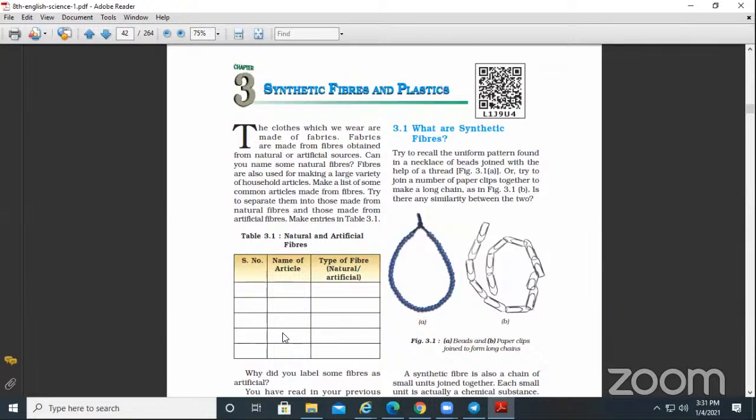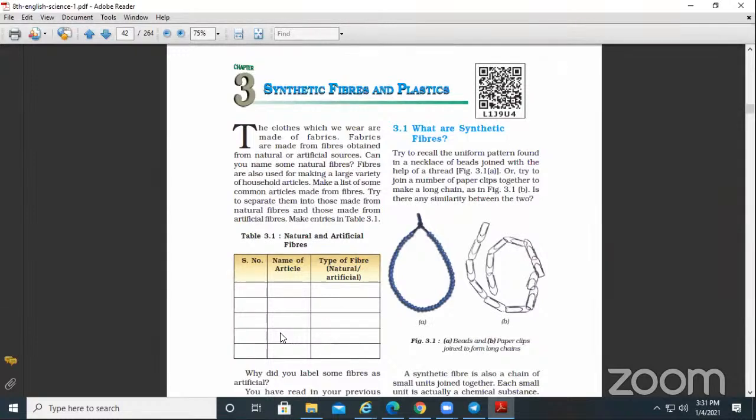So, very good afternoon to everybody. Today we'll go for chapter 3, class 8 standard, Synthetic Fibers and Plastics. See children, when you go for synthetic fibers, you already know the basic needs of human beings. I am asking the basic question: what are the basic needs of human beings?